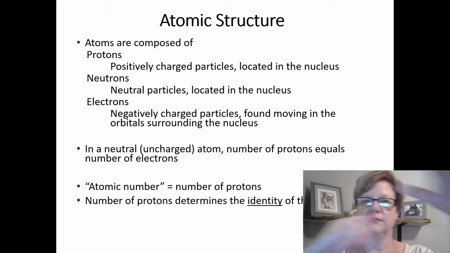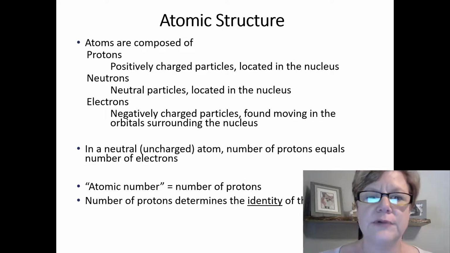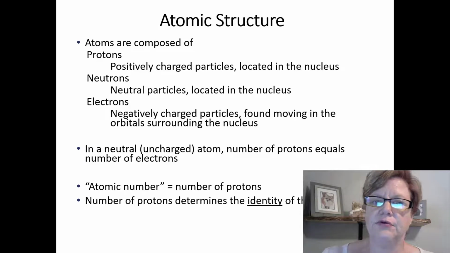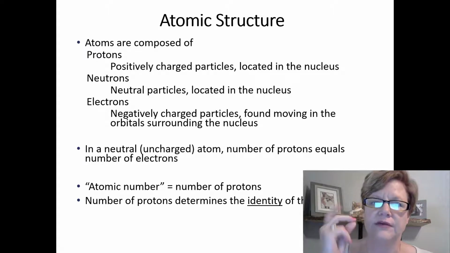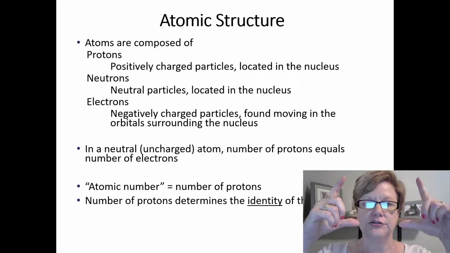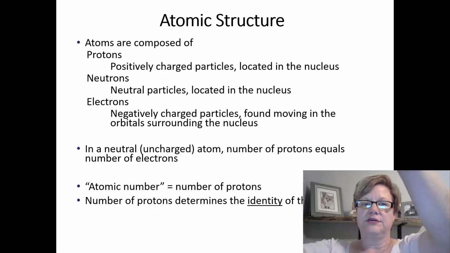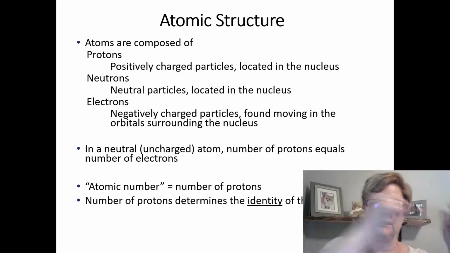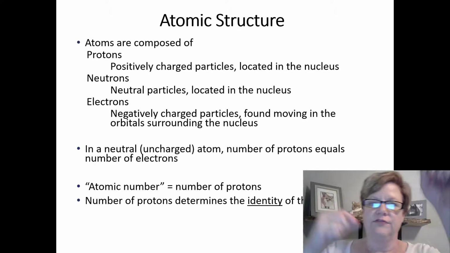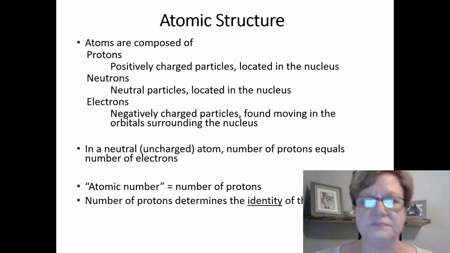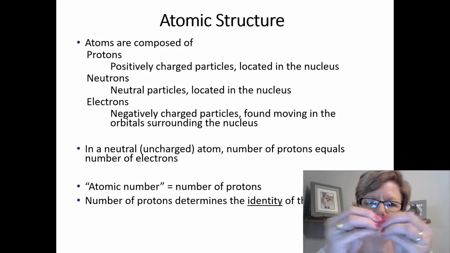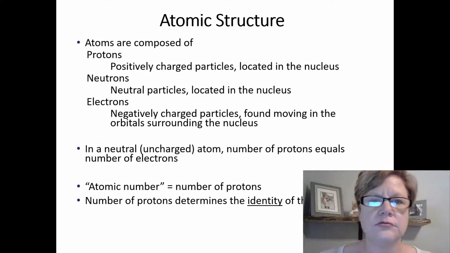They don't really go much beyond their orbital, but they move. So at any one time, if you took a snapshot picture, you might have the electrons over here, and at another time the electrons might be on the other side. They move around constantly. But the protons and the neutrons are in the center. So in a neutral atom, the number of protons would equal the number of electrons.